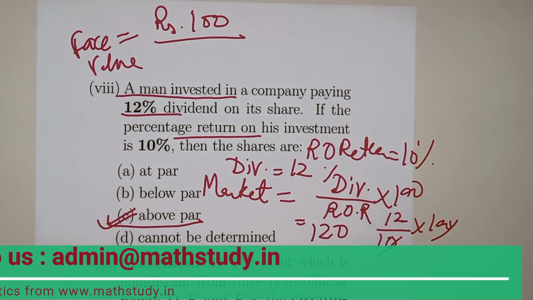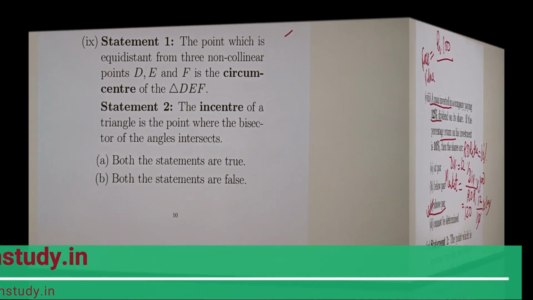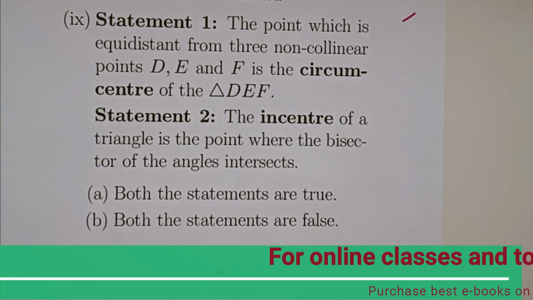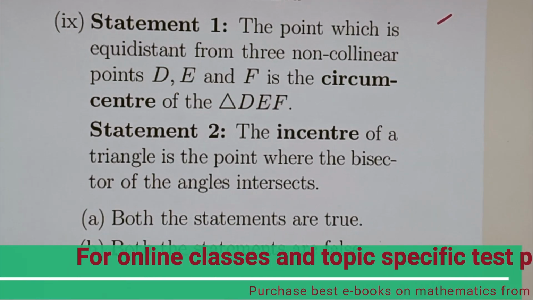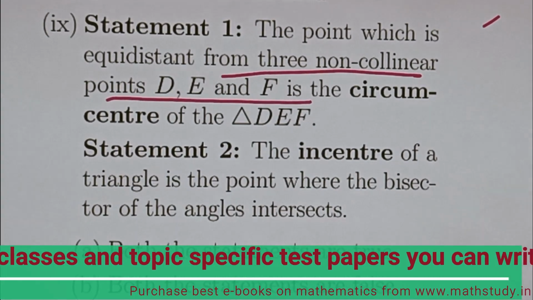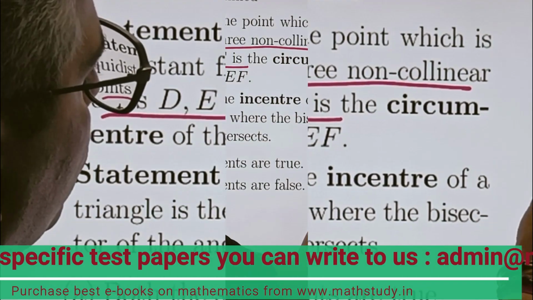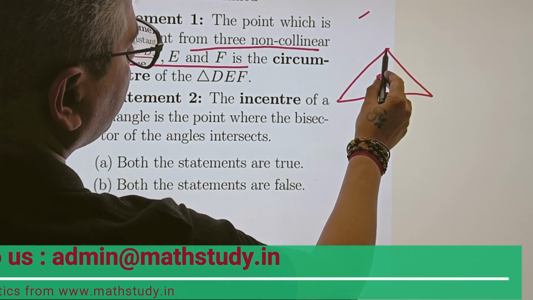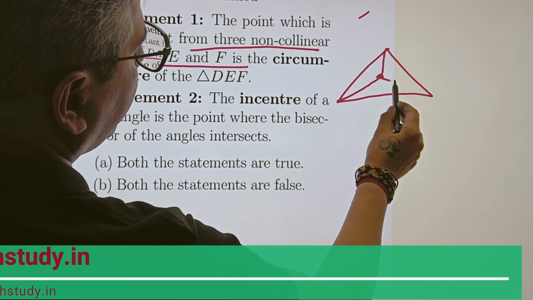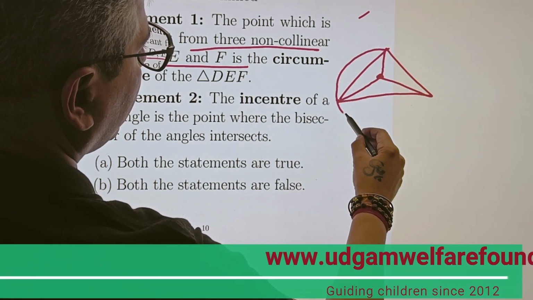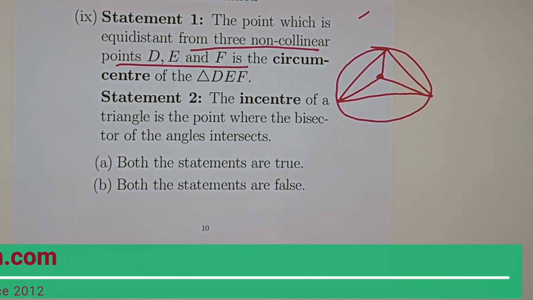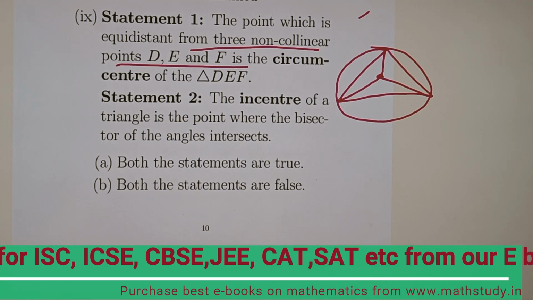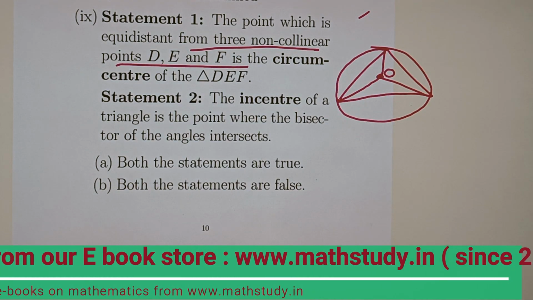Now let's move towards part 9 of question number 1. It is also an interesting question. Here it states the point which is equidistant from 3 non-collinear points D, E, F is the circumcenter of a triangle DEF. So let's draw a triangle, and if this is the center which is equidistant from these points and forms a circle like this, this is the circumcircle. Let us say this is point O. Point O is the circumcenter.